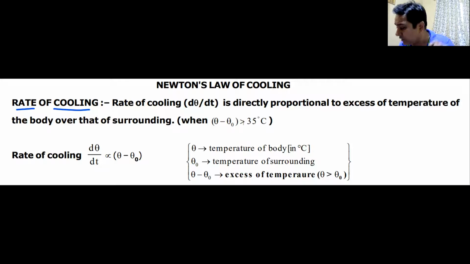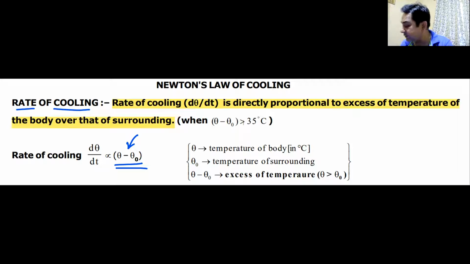So, Newton's law of cooling simply states what it says. You are going to write this, whatever I mark. The rate of cooling d theta by dt is directly proportional to the excess of the temperature of the body over the surroundings. The rate at which the body cools is directly proportional to how much is the excess of its temperature. This temperature can be in degrees Celsius or Kelvin, because it is the difference in temperature, and the difference on the Celsius scale and on the Kelvin scale are the same.